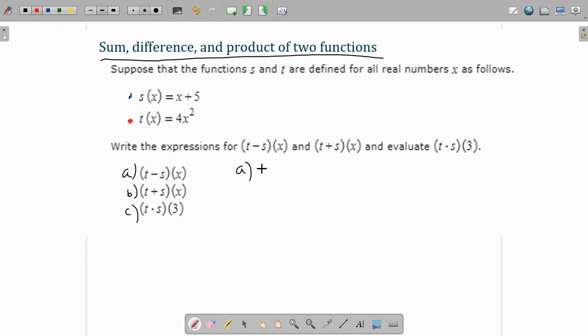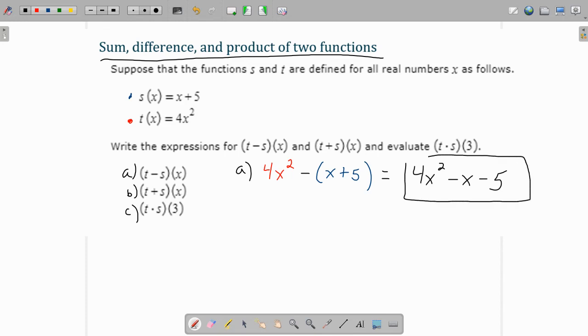So go with your red, which is 4x squared, minus, and your blue function is x plus 5. Always put it in with parentheses. So all you have to do here is distribute: 4x squared minus x minus 5. I distributed the negative 1. There are no like terms to combine, so you're all done. So that's part A.